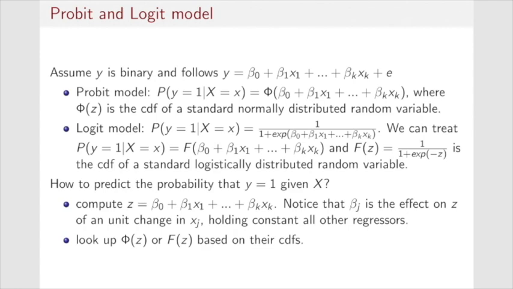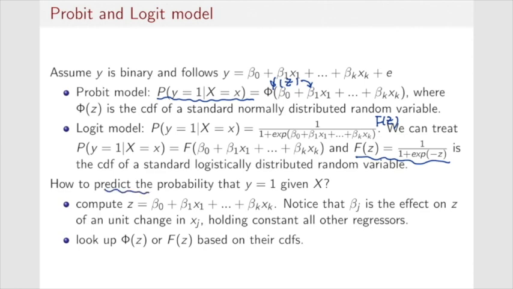As we introduced before, in the probit model, the conditional probability is equal to Φ(z), and this z is the population regression function, and this Φ is the CDF of a standard normal distribution. In the logit model, the conditional probability is equal to F(z), and this F(z) is the CDF of a standard logistically distributed random variable.